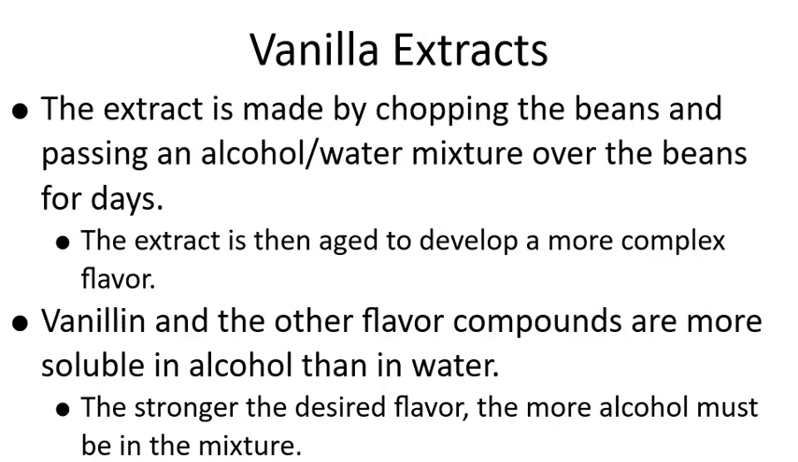Vanilla extract is produced by chopping the beans and then allowing them to sit in a mixture of alcohol and water for a few days. The extract is then aged to allow time for chemical reactions between the various extracted compounds to produce an even wider variety of additional compounds, leading to a more complex flavor. This process works because vanillin and the other flavor compounds are more soluble in alcohol than in water.